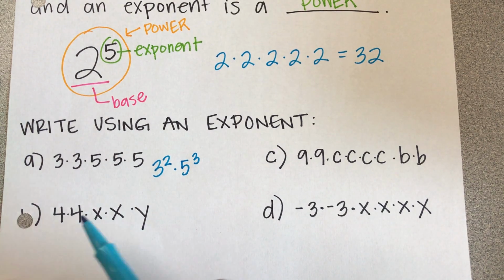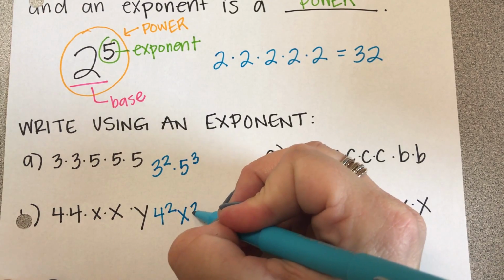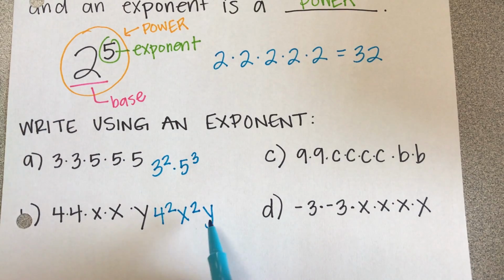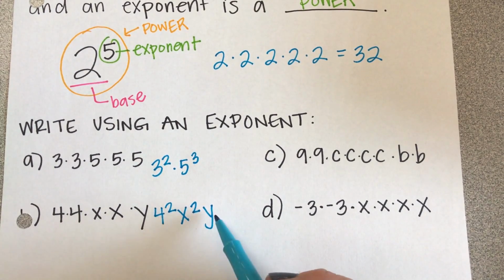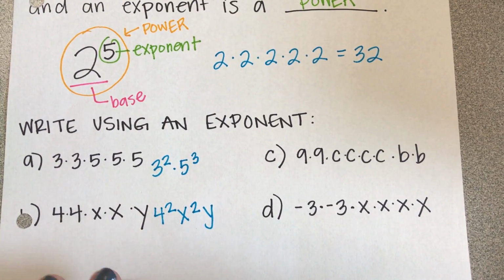It's 4 squared x squared y. I don't have to put the little multiplication signs in between because it's implied when you have factors with exponents and they're next to each other without a symbol in between. It's implied that they're being multiplied together.